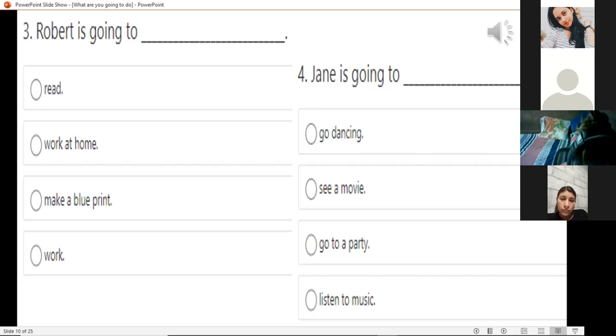Así me contestaría, ¿bien? Y si yo le pregunto a Saraí, Saraí, what is Jane going to do? ¿Qué me contestaría? Saraí, micrófono, está apagado. Sorry. She's going to go dancing. No, go to a party. No. Listen, vamos a preguntarle a Dina. Dina, what is Jane going to do? She's going to listen to music.